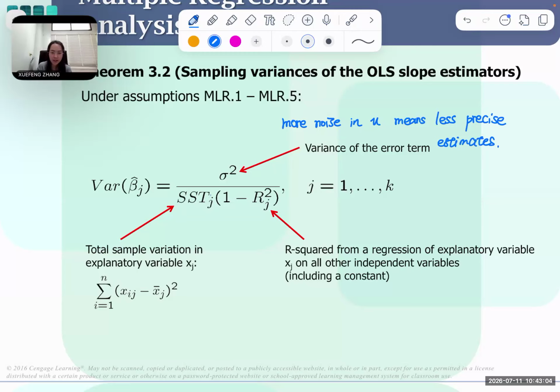Next one, SST_j. This is the total sample variation in explanatory variable x_j, on the bottom. Which means if x_j barely varies across your sample, say almost everyone has the same years of education, OLS has very little to work with, so the estimate is imprecise. More spread in x_j means more precision. A bigger sample size also generally raises SST_j, which is part of why more data helps. So let me write it down.